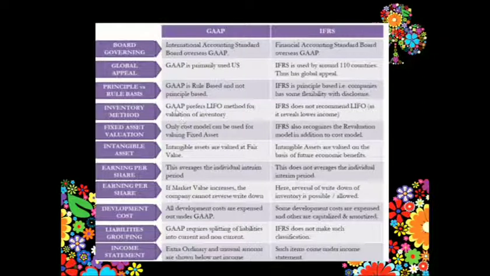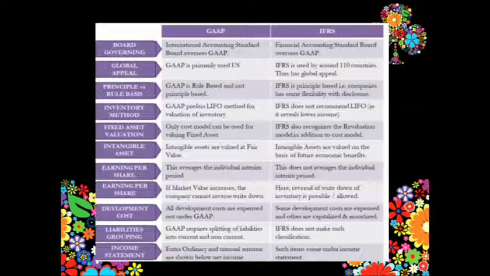Okay, GAAP prefers the LIFO method for valuation of inventory, while IFRS does not recommend the LIFO method. And you could see the intangible assets are valued at fair value when it comes to GAAP, while intangible assets are valued on the basis of future economic benefits when it comes to IFRS. So these are the various preparation differences between the GAAP and IFRS methods.